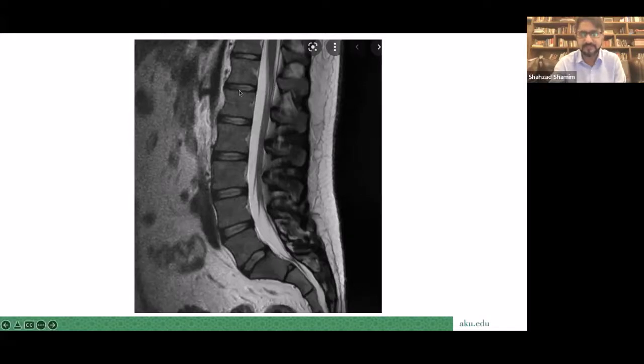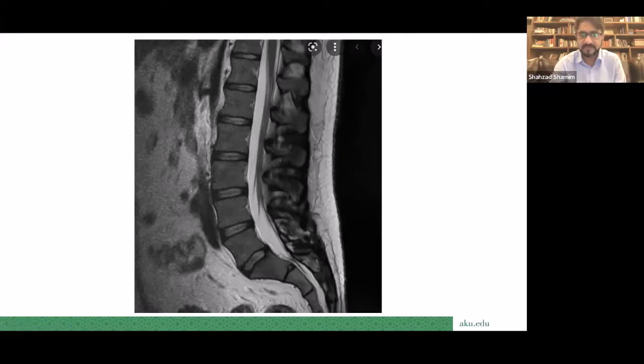And then at the back we have the posterior spinal ligaments, right? Then comes your canal, and then here is the ligamentum flavum, which is attached to the lamina above and the lamina below, and then the interspinous ligaments, and then the supraspinous ligament, and then the fat and skin.